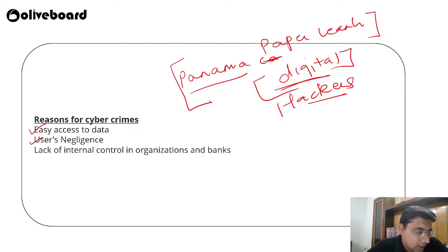We do not update our mobile phones and laptops properly. Because of that, we are at potential risk of loss. Then, lack of internal control in organizations and banks.